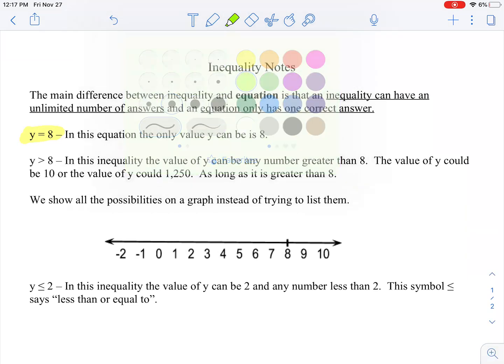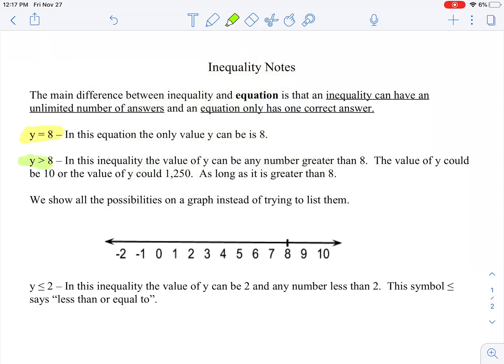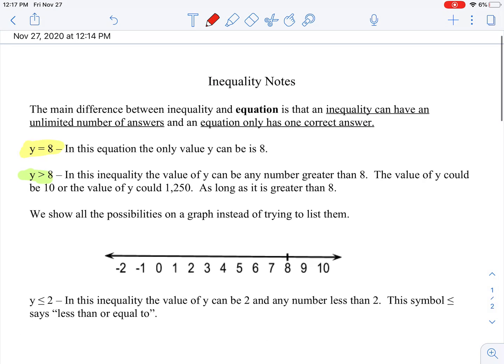But in this inequality, y is greater than 8. In this inequality, the value of y can be any number greater than 8. The value of y could be 10. The value of y could be 1,250, as long as it is greater than 8. So backtrack just a little bit. Sorry, an inequality is just a fancy word for greater than, less than, greater than or equal to, less than or equal to.